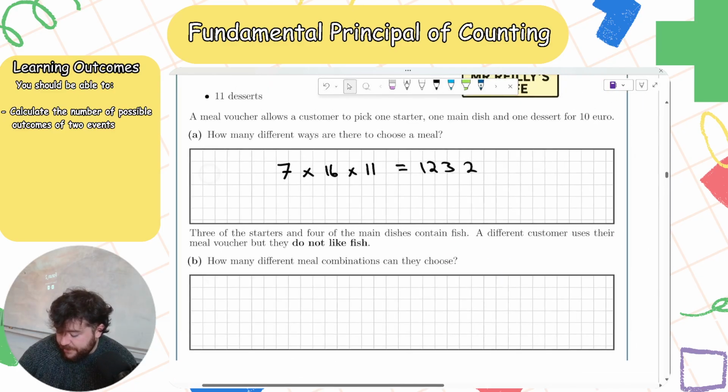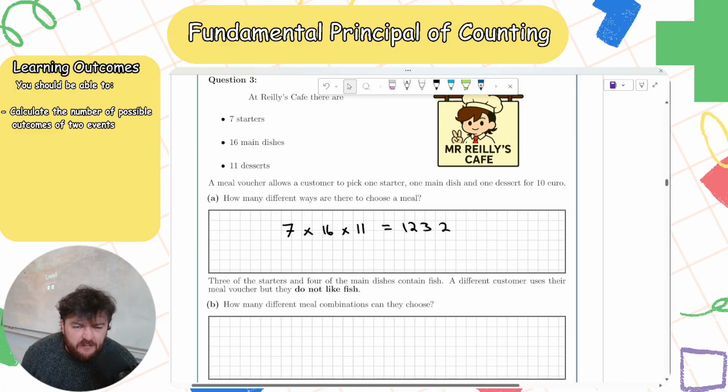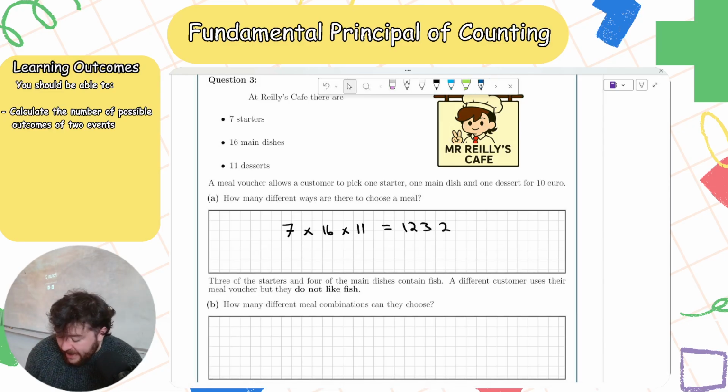Then 3 of the starters and 4 of the main courses contain fish. A different customer uses their meal voucher, but they do not like fish. How many different combinations can they choose?